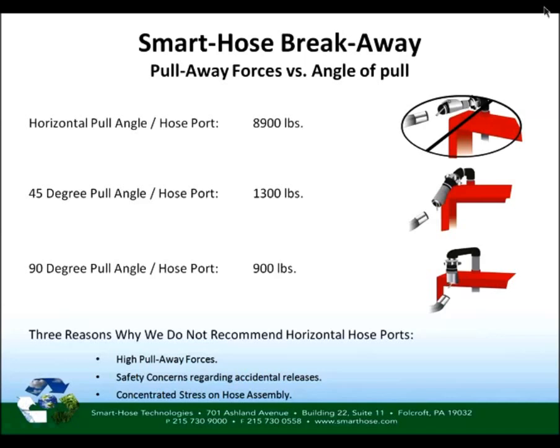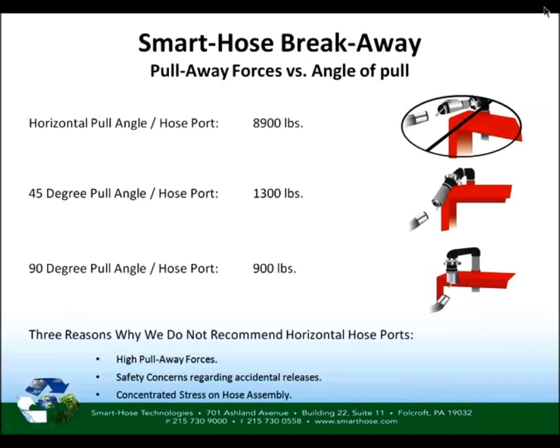Another reason we don't recommend horizontal hose ports is regarding any sort of accidental release. I mean, think about it. You have a horizontal hose port, and whatever is being transferred is going out to whoever is around there. On a 45-degree angle, you're at least shooting down to the floor, giving more ample time for anyone who's around to get away from there.